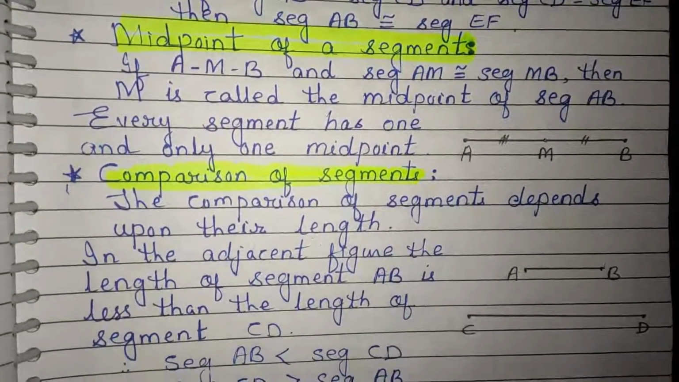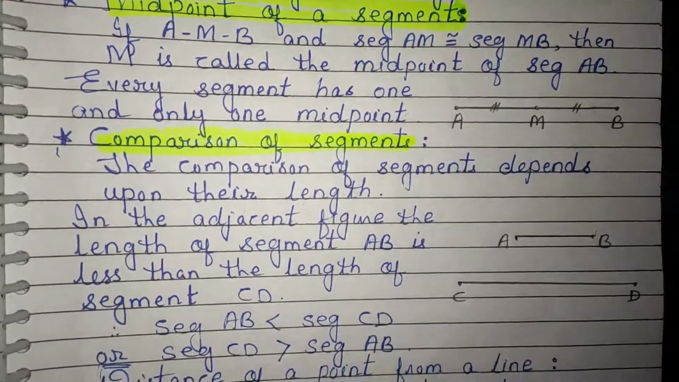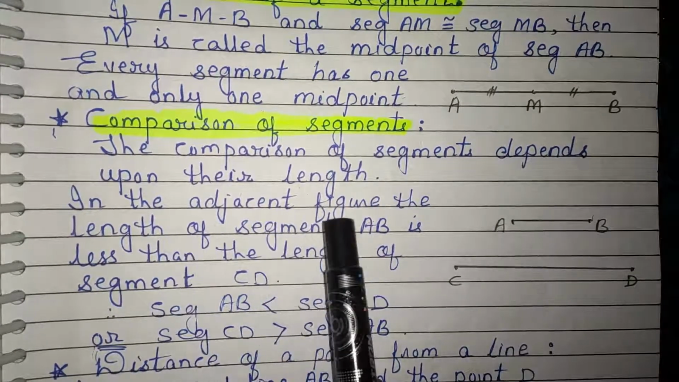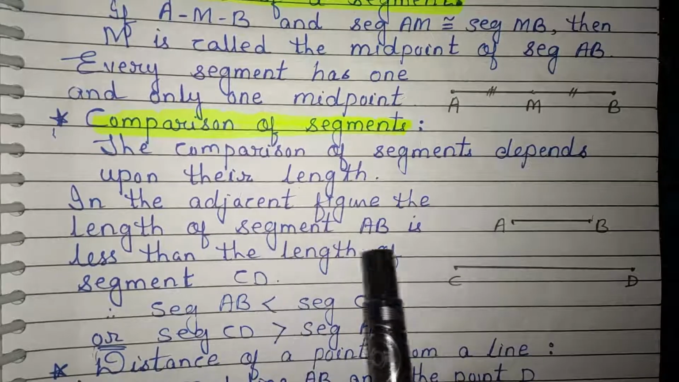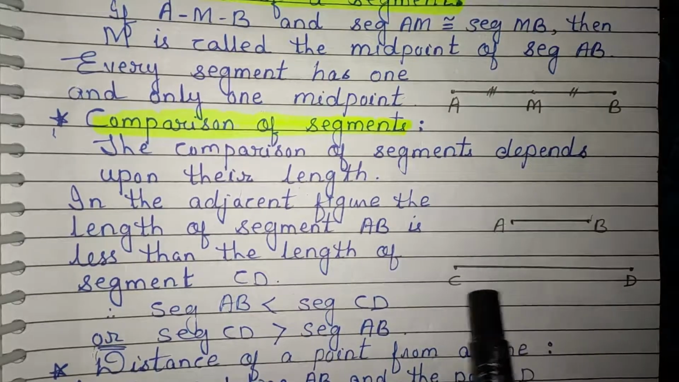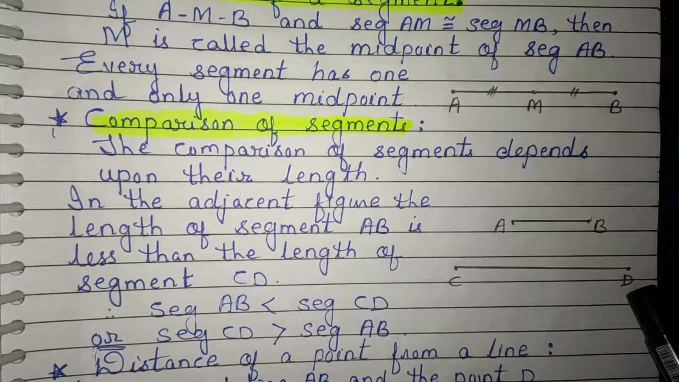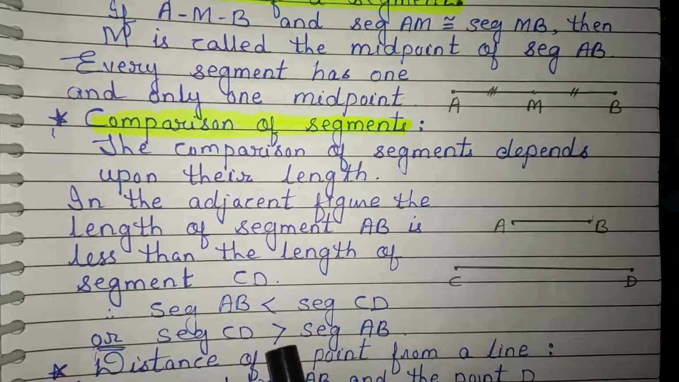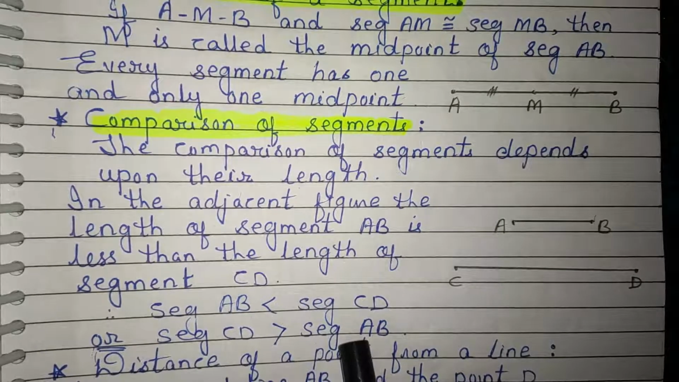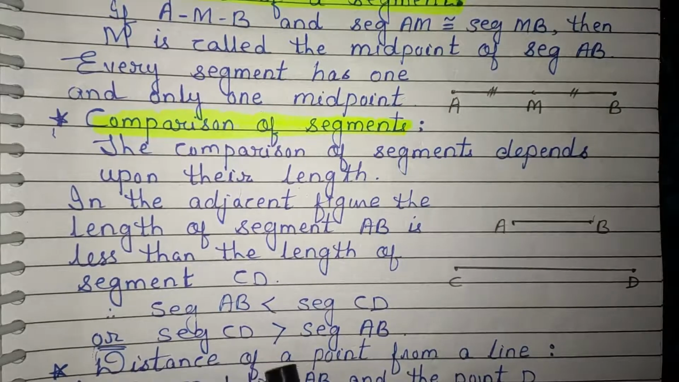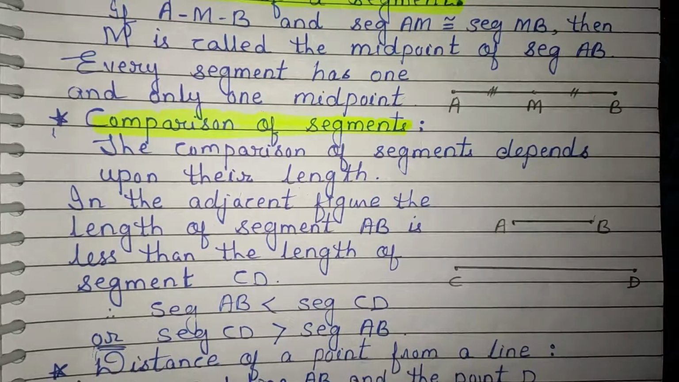Next one, comparison of segments. The comparison of segments depends upon their length. In the adjacent figure, look here, the length of segment AB is less than the length of segment CD. Therefore, we can write here segment AB is less than segment CD. Or you can say that segment CD is greater than segment AB.